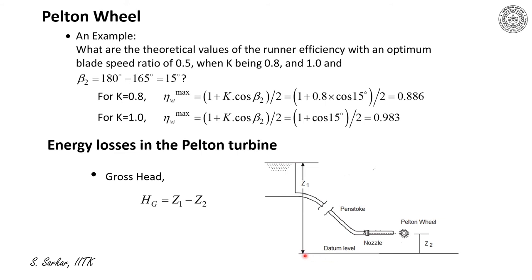Now let us consider, with respect to a datum, Z1 be the head available, or I can say Z1 be the level of the water column of the sump with respect to the datum. And let us consider Z2 be the level where the Pelton wheel is installed. Hence, I can say the gross head available, Hg, would be equal to Z1 minus Z2. Now, the effective head would be equal to the gross head available minus the head loss in the penstock because of friction.